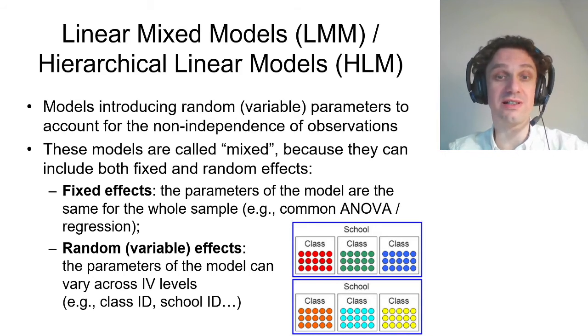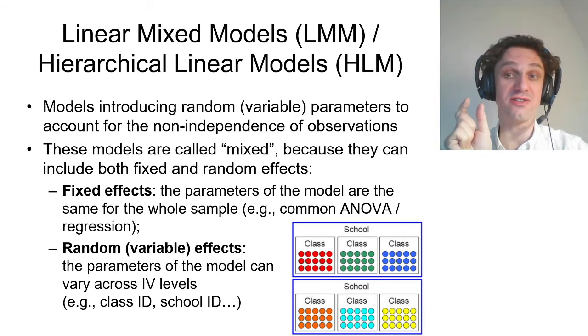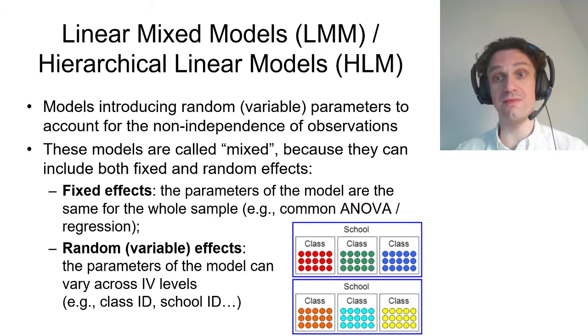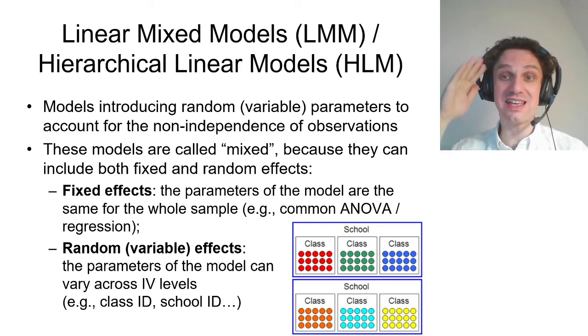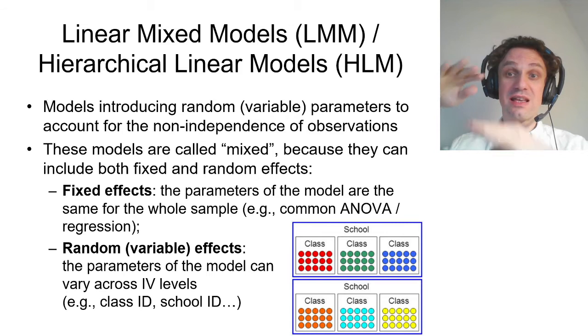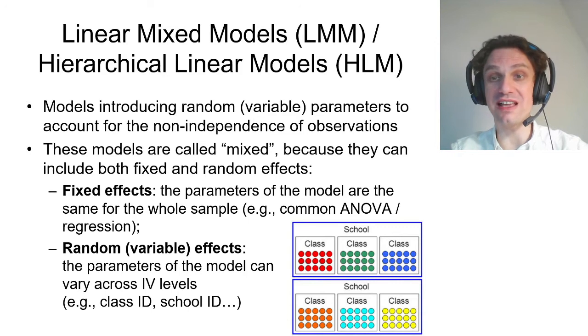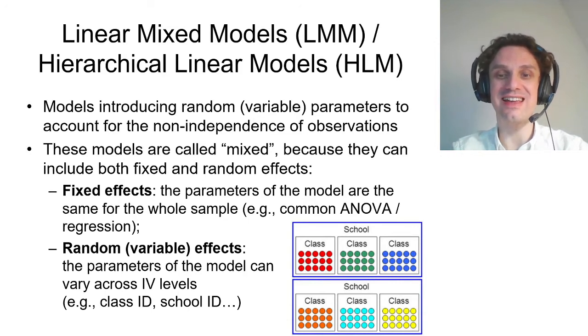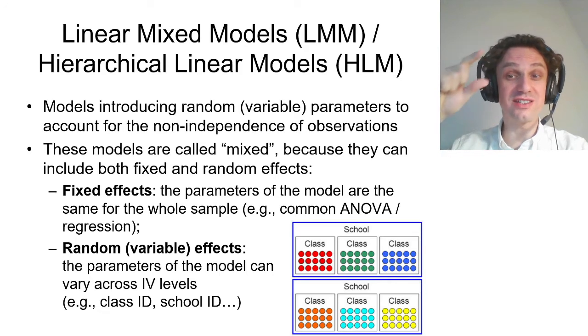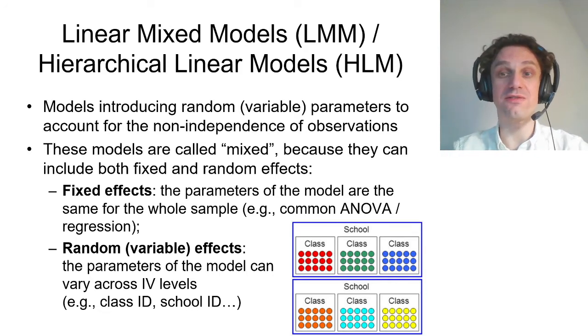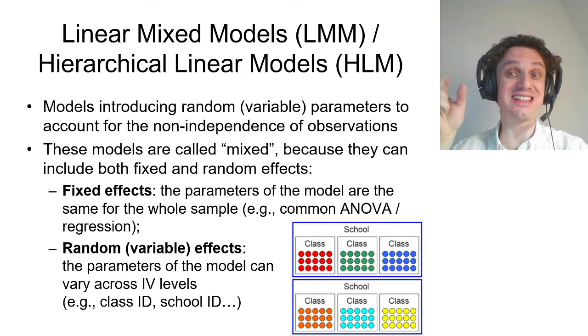In a normal model like ANOVA or regression, we have a fixed effect. So we have a single estimate of a regression coefficient for the whole of our sample. Or if we split our sample into groups like males and females, we can conduct a moderation analysis and we will get two regression coefficients for two dummy variables. But these coefficients apply also to the whole sample. The variable effects or random effects are estimated separately for each subgroup within our sample, or for each group of observations that are not independent.